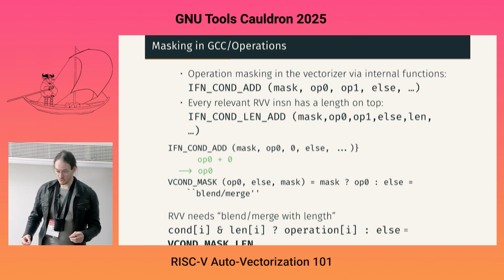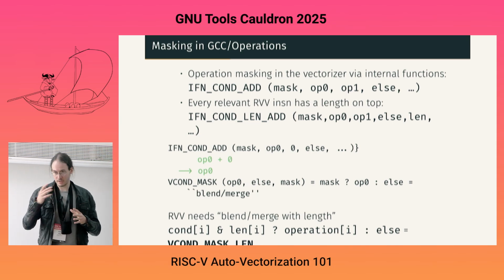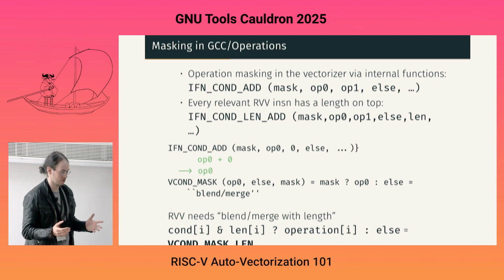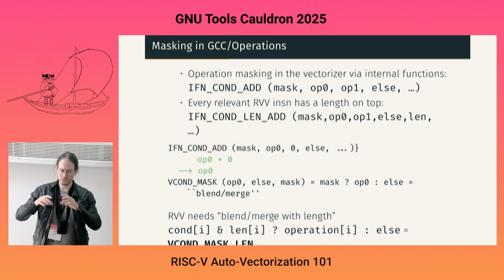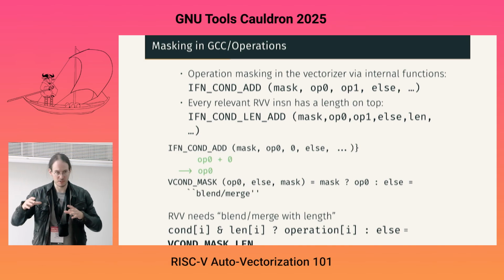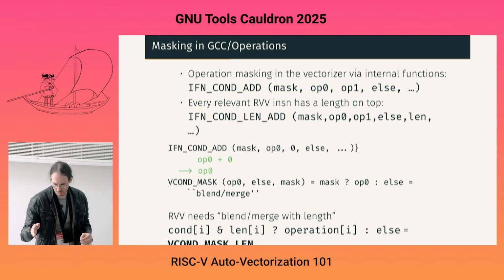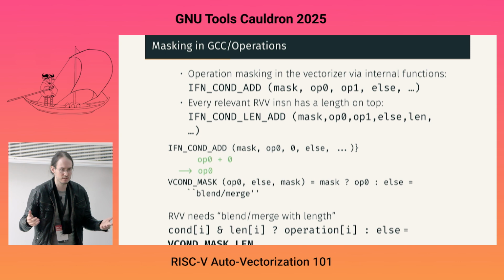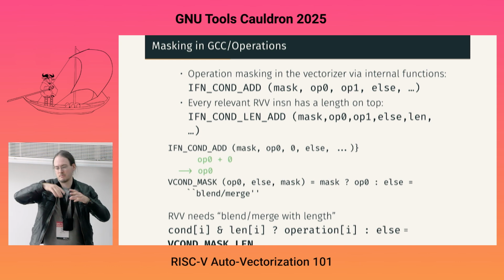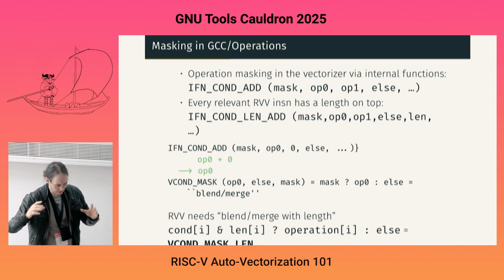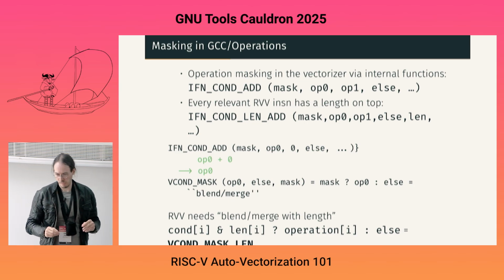Then there's a little trick that Sandiford did back then. We don't want to reinvent all our match.pd patterns for these internal functions, obviously. We want to make use of what's there. So the trick is to remember what the mask is, what the else is, but strip everything else up to the underlying operation. Here it's an add of operand 0 plus 0, which is obviously no add. So we can condense that to operand 0 and then add all the boilerplate back that we saved before. So that's how optimizing those internal functions works.